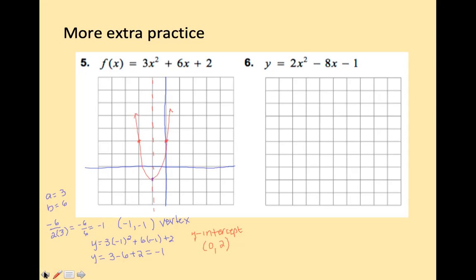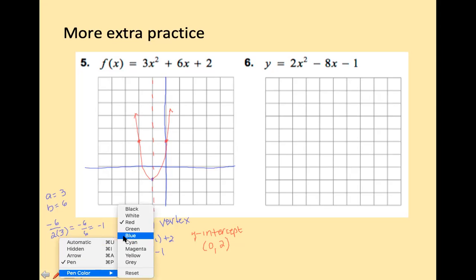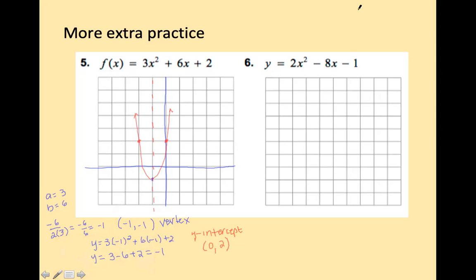All right, let's try number 6. So we're going to start the process the same way. Step number 1 is always to find your vertex. All right, so in this case, my A is 2, my B is -8. So when I do negative B over 2A, remember that's the x coordinate of the vertex, always negative B over 2A. I'm going to have -8, right? Because it's negative and I already have a negative there, over 2 times 2.